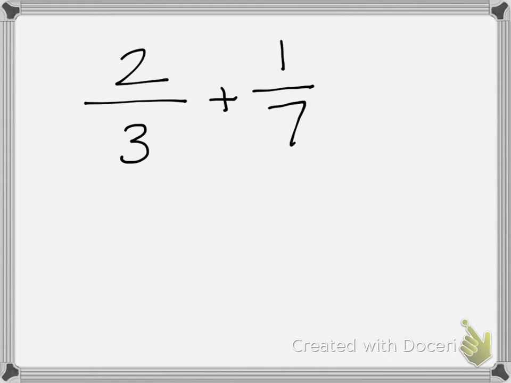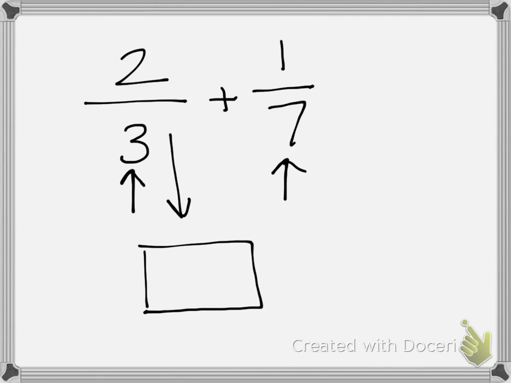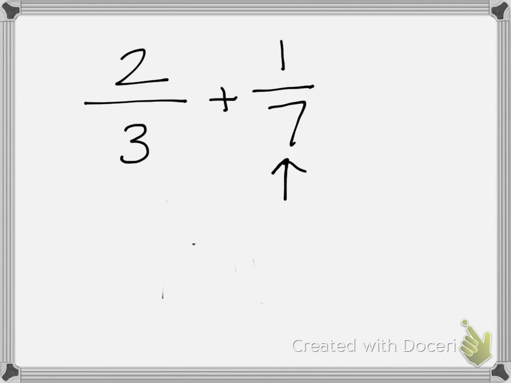Here's an example of unlike fractions. We have a 3 as a denominator and a 7. That means if I were to have this box cut into thirds, it would look like this. But if it were cut into sevenths, it would be smaller pieces. So that means in order to solve this problem, I'm going to need to find common denominators and make equivalent fractions.